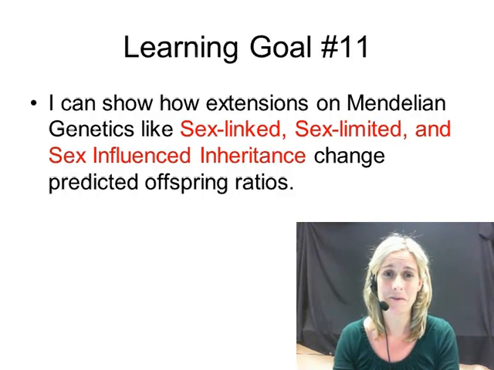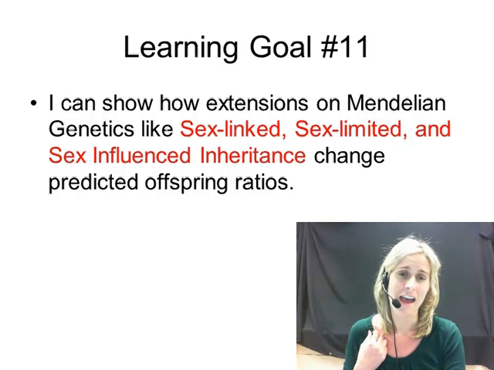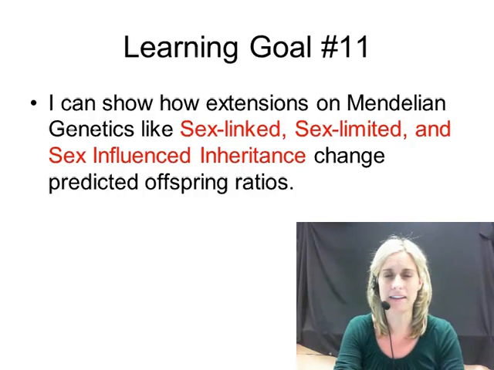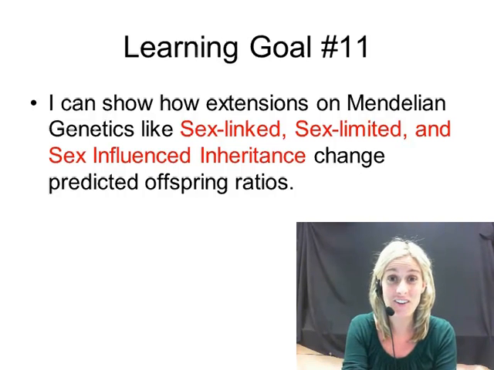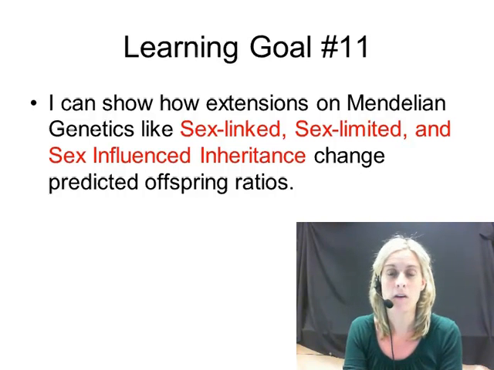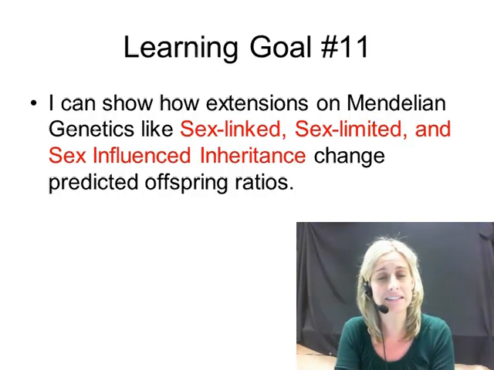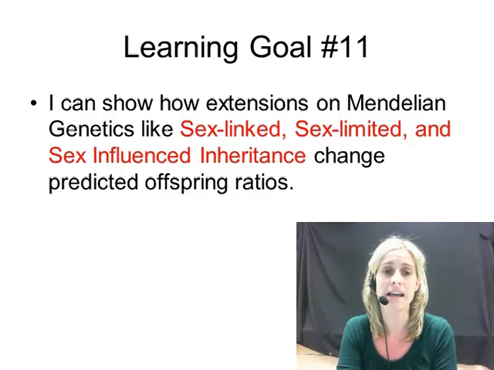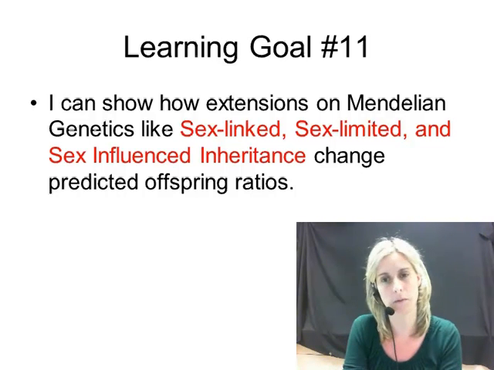Hi everybody, we're back again and we're here to talk about learning goal number 11, and we're going to again keep on moving through our genetic traits unit. This is our last learning goal in that unit, and we've been moving beyond Mendelian genetics. Today we're going to focus on sex-linked, sex-limited, and sex-influenced inheritance and the way that changes our predicted offspring ratios.